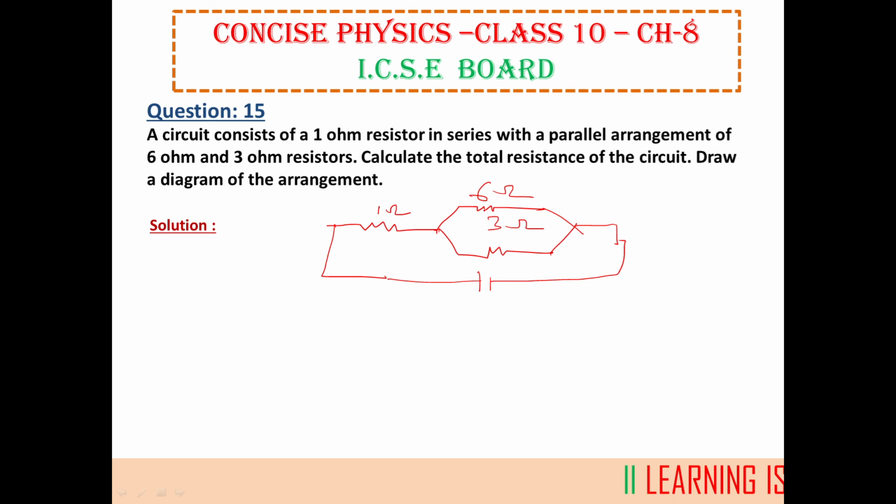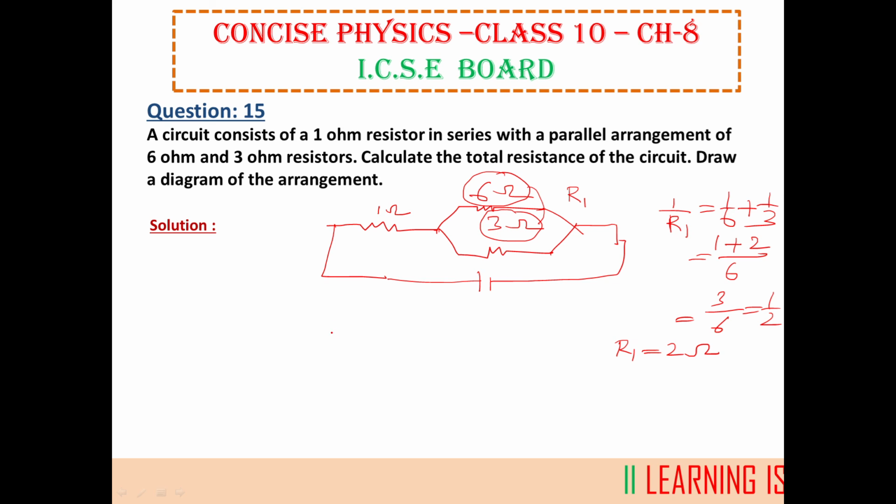So again we are going step by step. If I find out first the equivalent resistance of these two as R1, then we get 1 by R1 equal to 1 by 6 plus 1 by 3, because these are connected in parallel. On simplification, LCM is 6, so here we get 1, here we get 2. So finally 3 by 6 is 1 by 2. So R1 is coming 2 ohm.